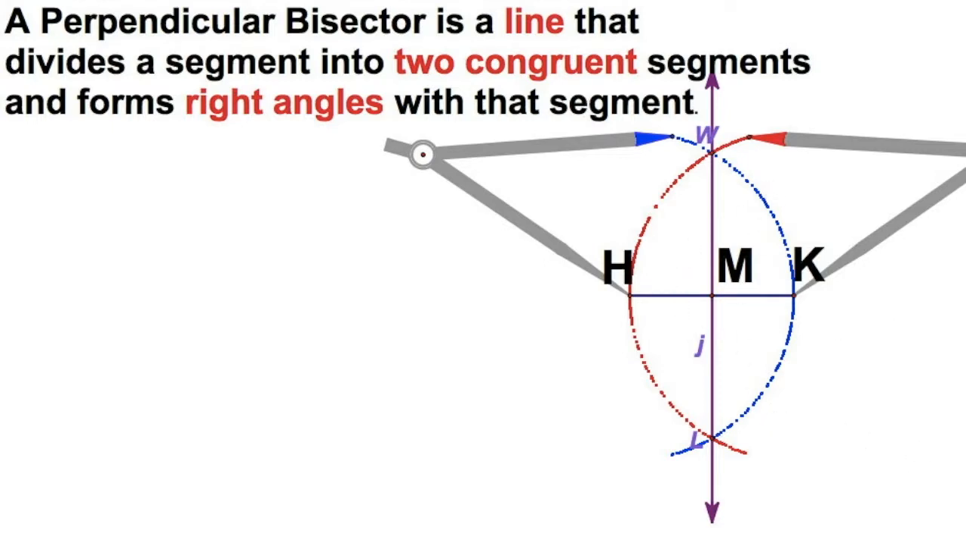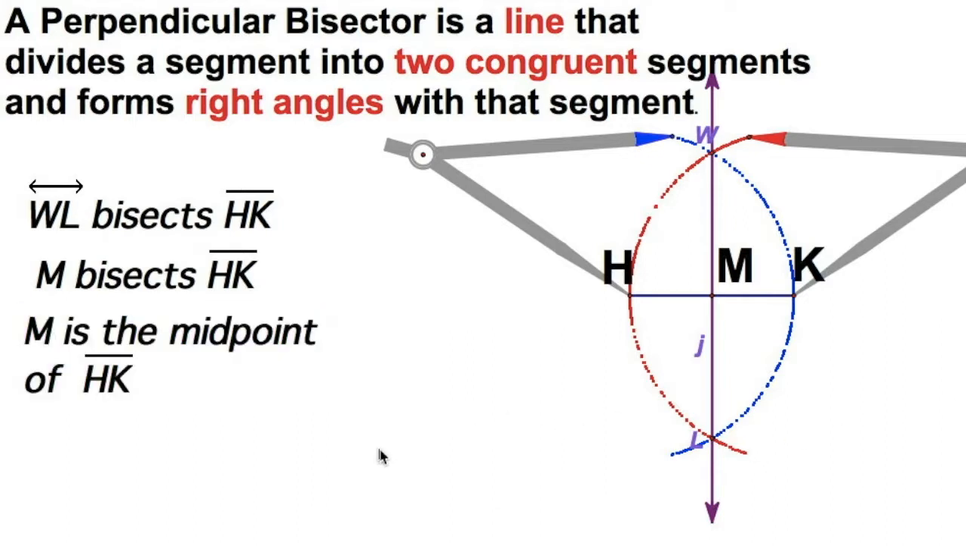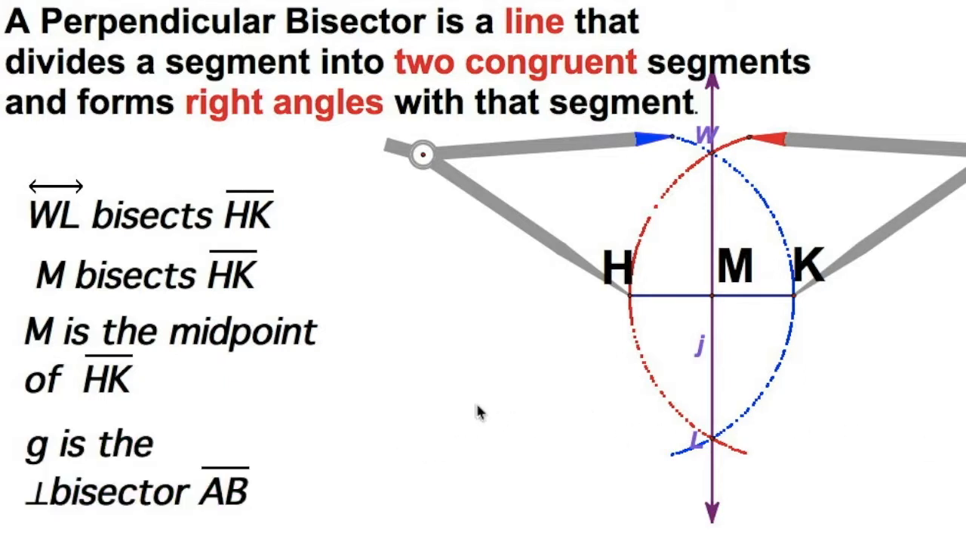So here's a bunch of statements that are true. I can say that WL, the line, bisects HK. Remember, a line bisects a segment. You can't bisect a line because a line's infinite. Also, we could say this. I could say that the point M also bisects the segment HK. I suppose I could say M is the midpoint of HK. Another true statement. And I suppose I could say this, that I said J. Let's fix that. J is the perpendicular bisector of AB.